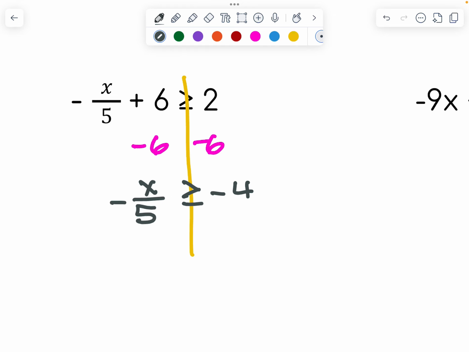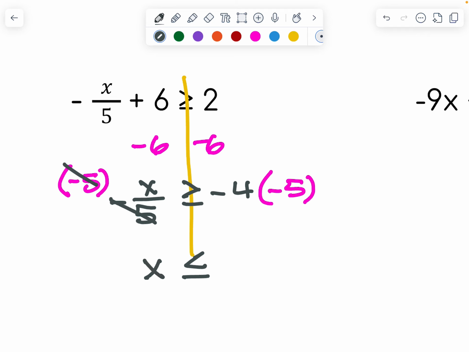All right, I want to get x by itself. So right now it's dividing by 5. There's also a negative on it. So let's multiply by negative 5. What you do to one side, you do to the other. Do you see that we just multiplied both sides by a negative? So we're going to flip the inequality. Negative 5 divided by negative 5 is 1x. On this side, a negative 4 times negative 5 is 20.